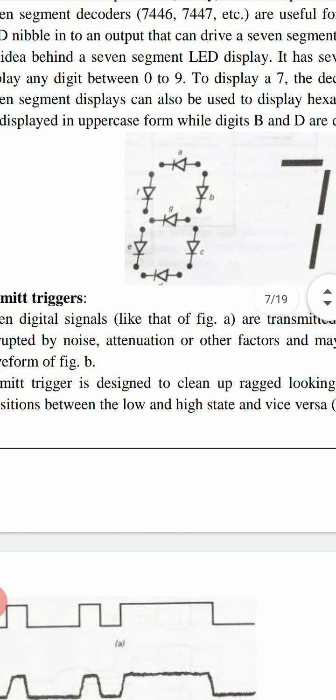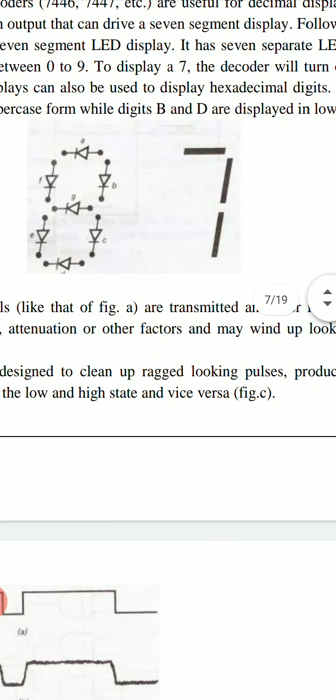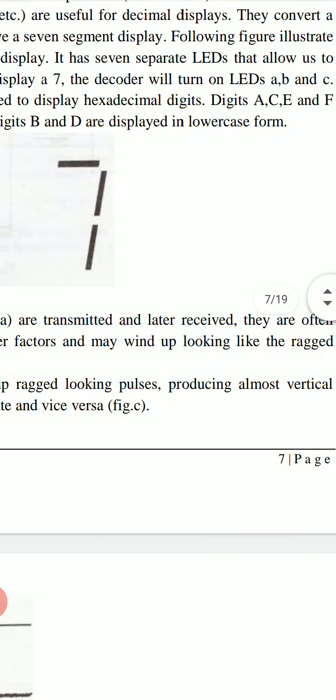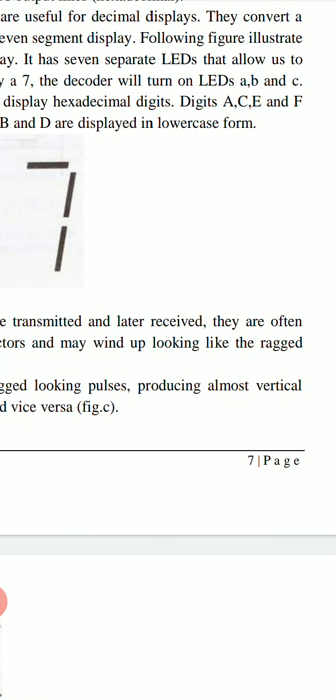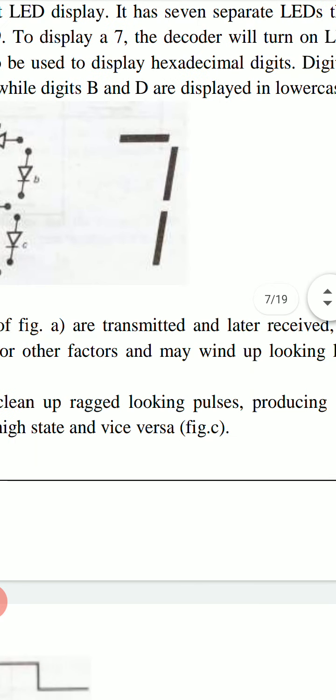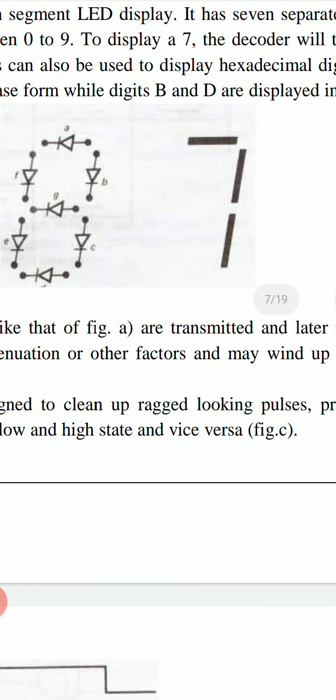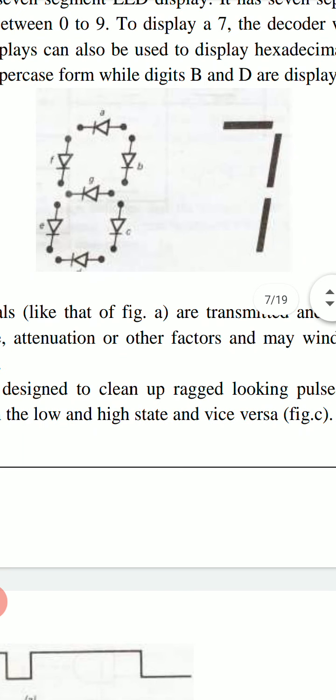Seven segment displays can also be used to display hexadecimal digits. In hexadecimal digits, we have the decimal numbers from 0 up to 9 and then A, B, C, D, E, F, 6 more digits.